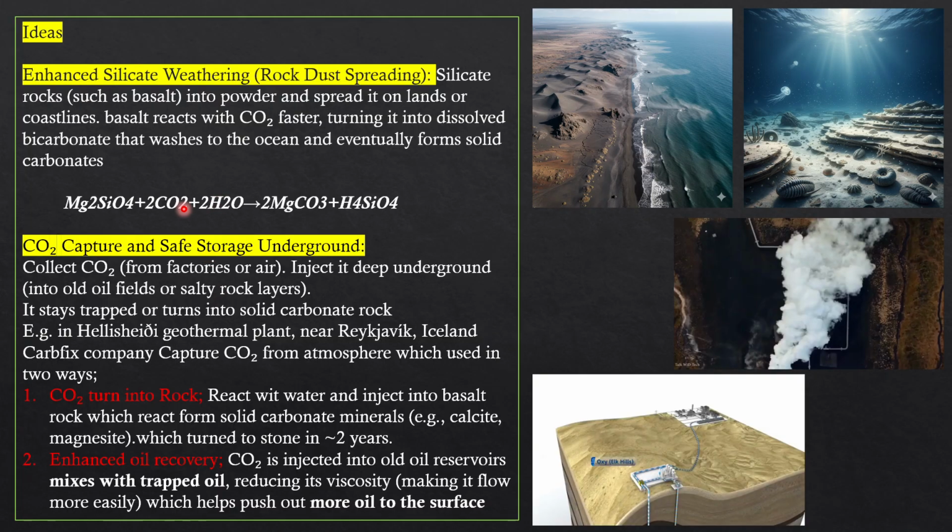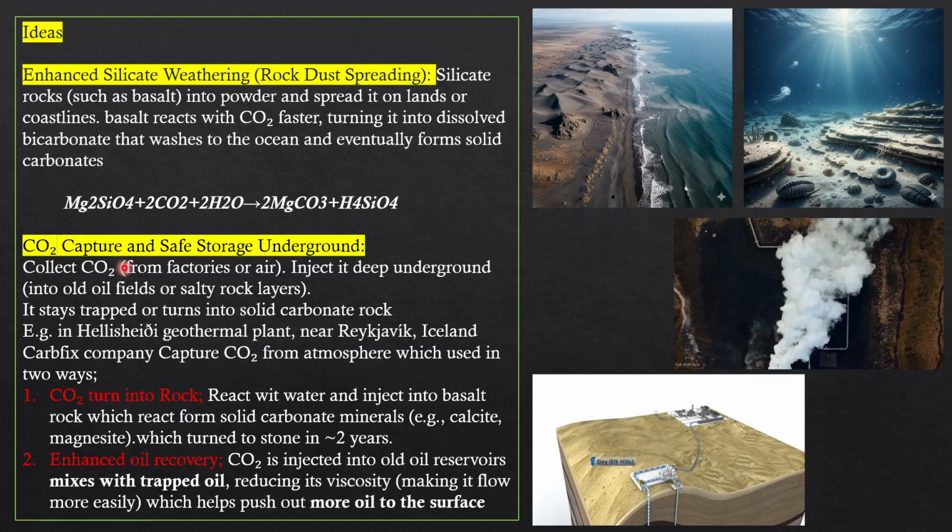So these are the last slides in which you can see two ideas that people are working on nowadays. First, enhanced silicate weathering. You can put basalt on the land, which will weather, be transported to the ocean, and deposit carbonate, due to which the carbon dioxide value will decrease.